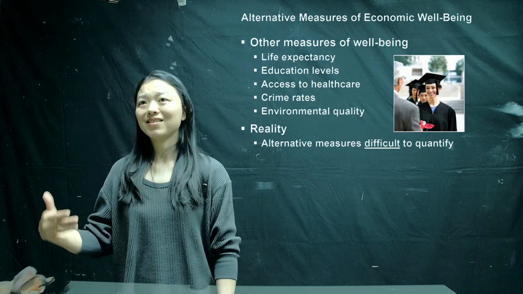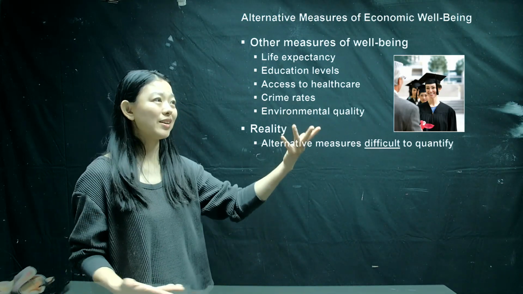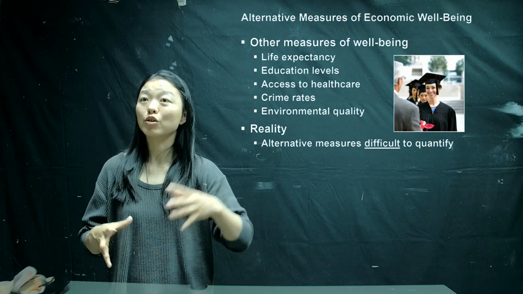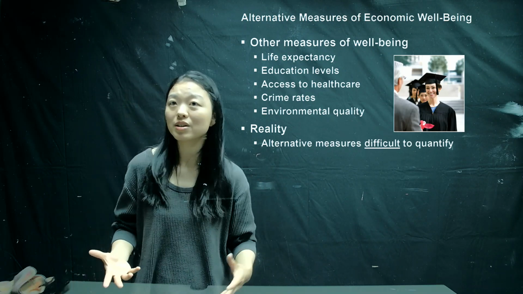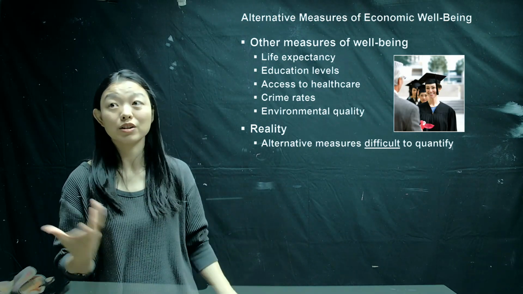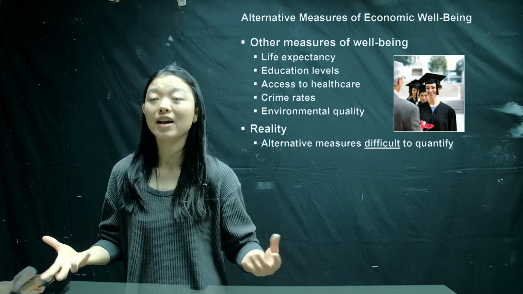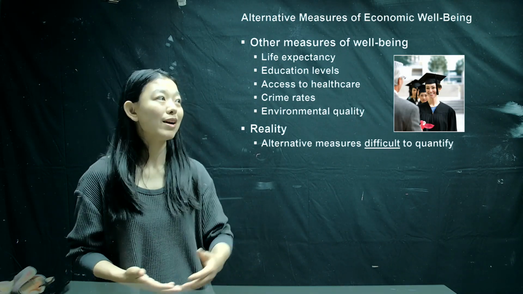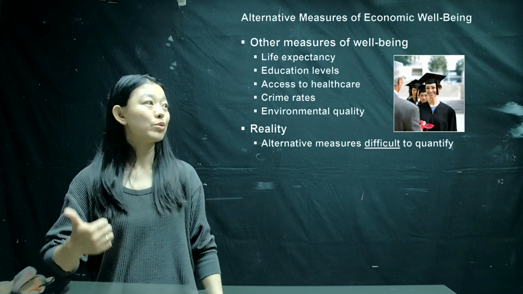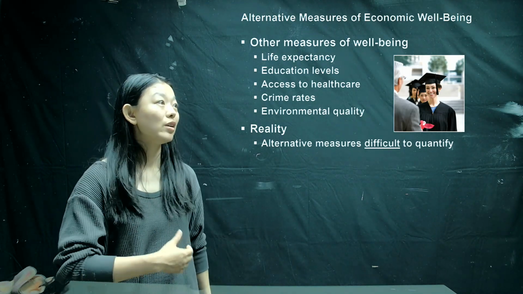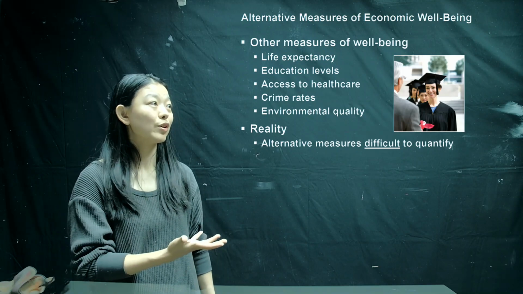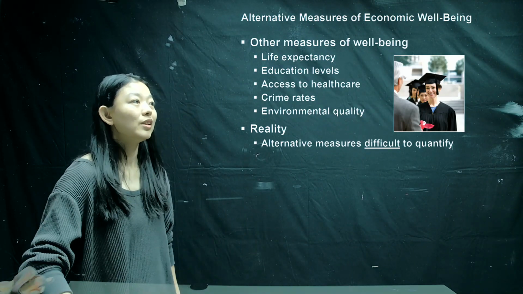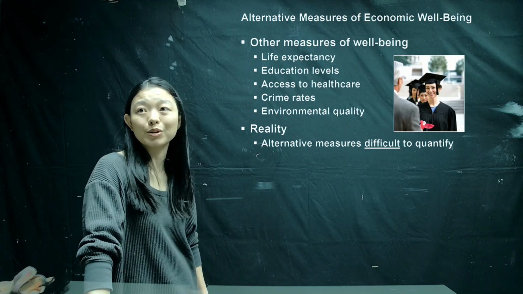However, in reality, we know those indicators are really good, but they are difficult to quantify. GDP is still easy to quantify because we just need to get a price, get a quantity, multiply them, and then sum to get GDP. However, for education levels, access to healthcare, crime rates, and especially environmental quality, different countries have different standards. So those alternative measures are very difficult to quantify.